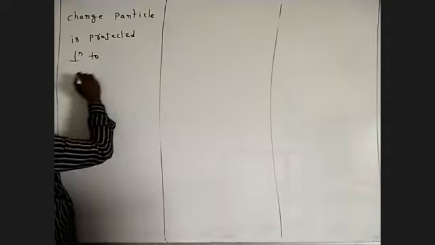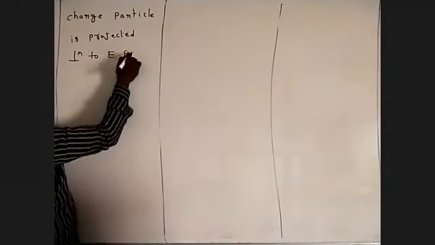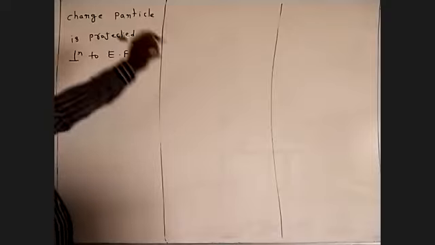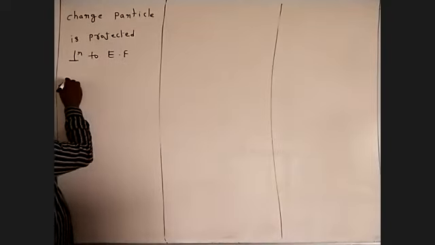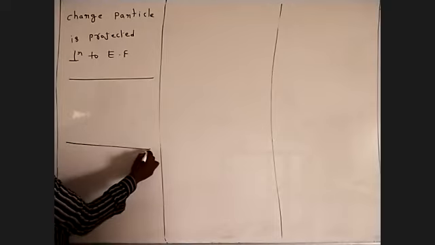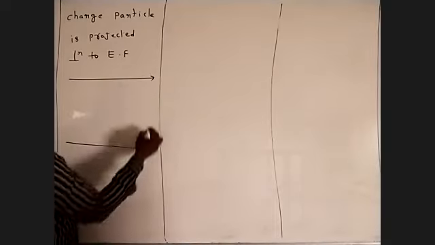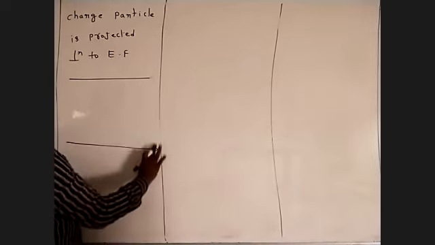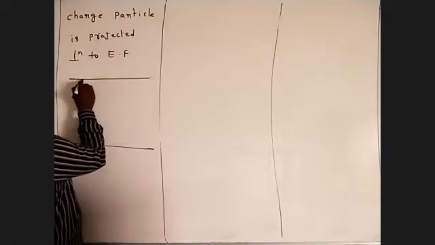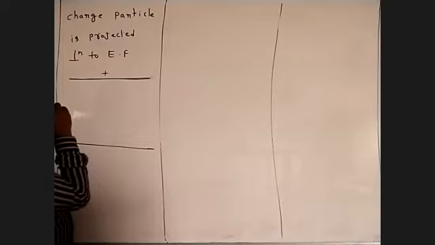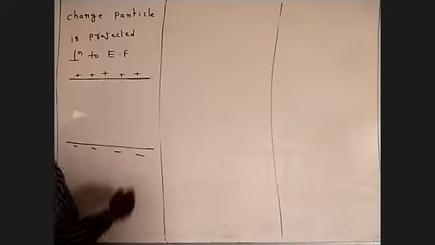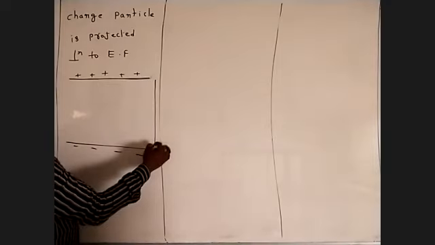A charged particle is projected perpendicular to the electric field. Now you will see the direction of the electric field. This is the direction of the electric field. Now take this as a plate, this is a positive plate, this is a negative plate. The direction of the electric field is from positive to negative.